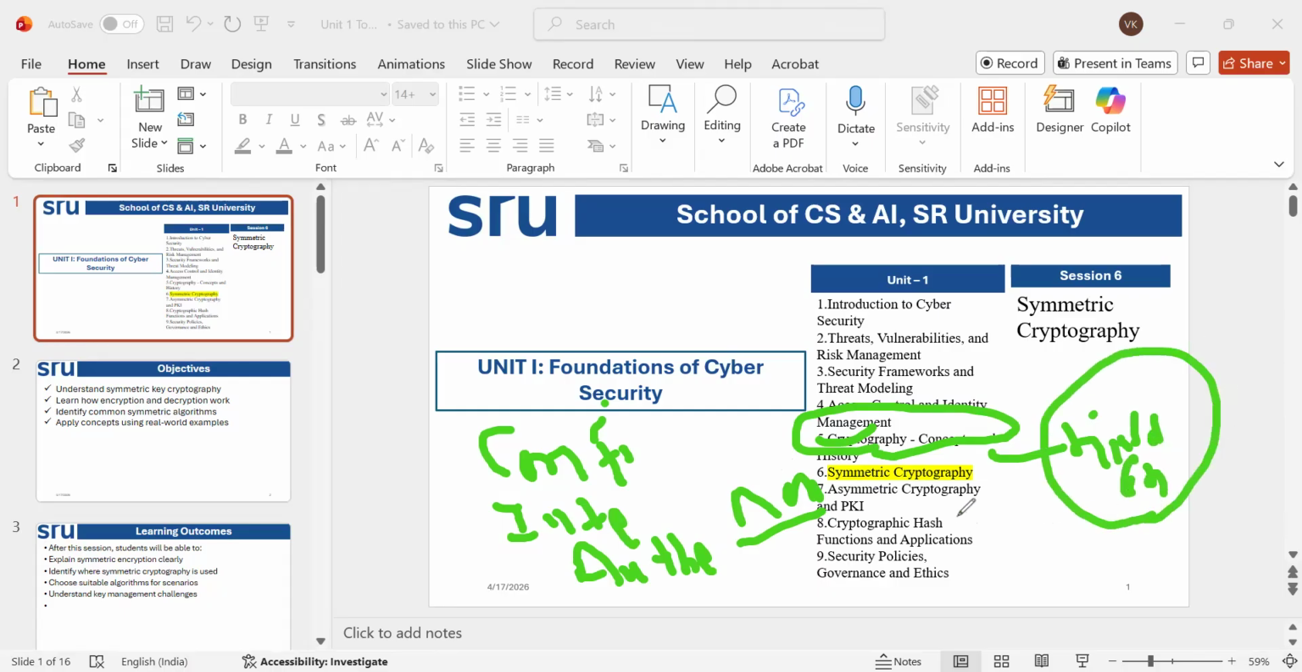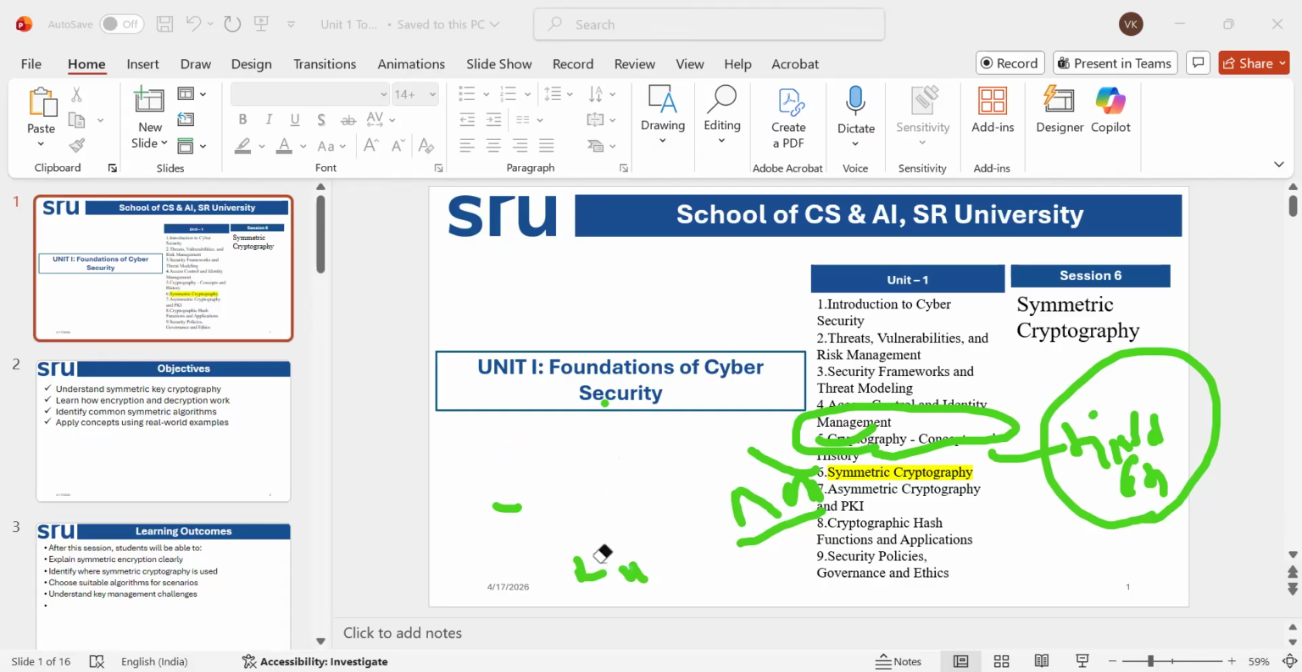Now there are different methods to do cryptographic things. There are hash function methods, symmetric, asymmetric. Now we will work on symmetric cryptography. So we understood the cryptography concept and history. Now let's talk about symmetric cryptography.